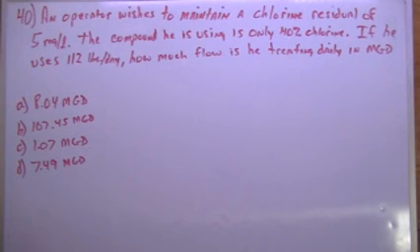An operator wishes to maintain a chlorine residual of 5 mg/L. The compound he is using is only 40% chlorine. If he uses 112 pounds per day, how much flow is he treating daily in mg/L and MGD?